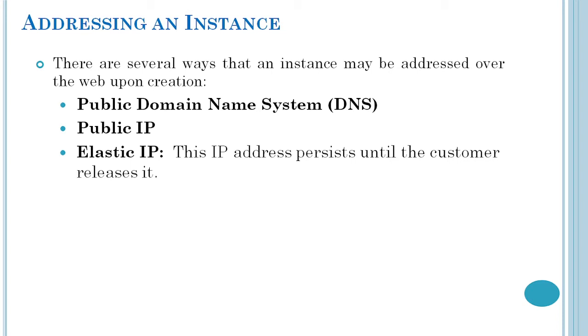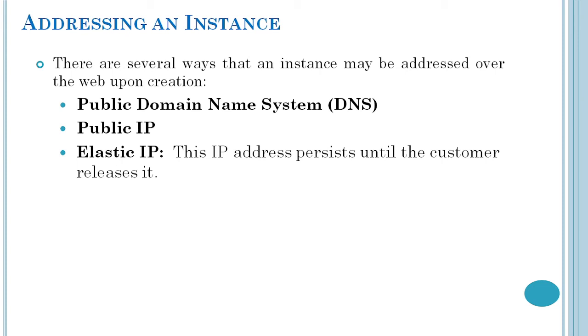Second is public IP. A launched instance may also have a public IP address assigned. This IP address is assigned from addresses reserved by AWS and it cannot be specified. This IP address is unique to the internet, persists only while the instance is running, and cannot be transferred to another instance or another customer.